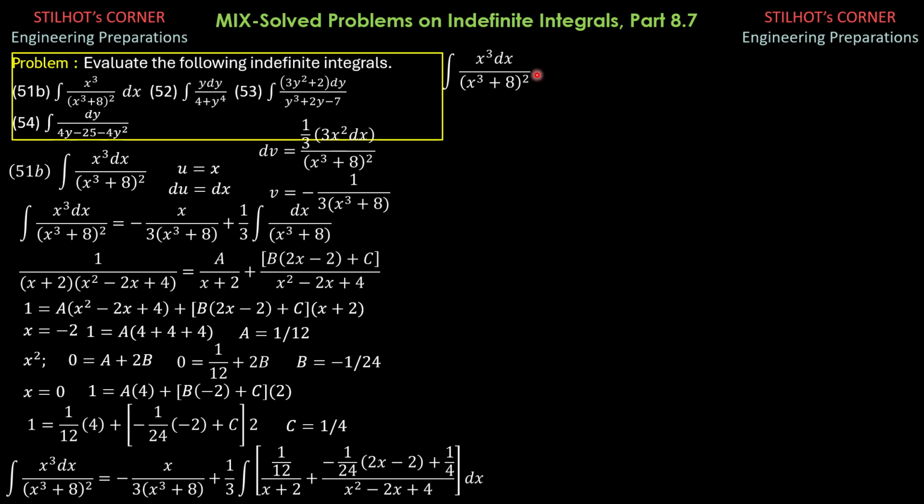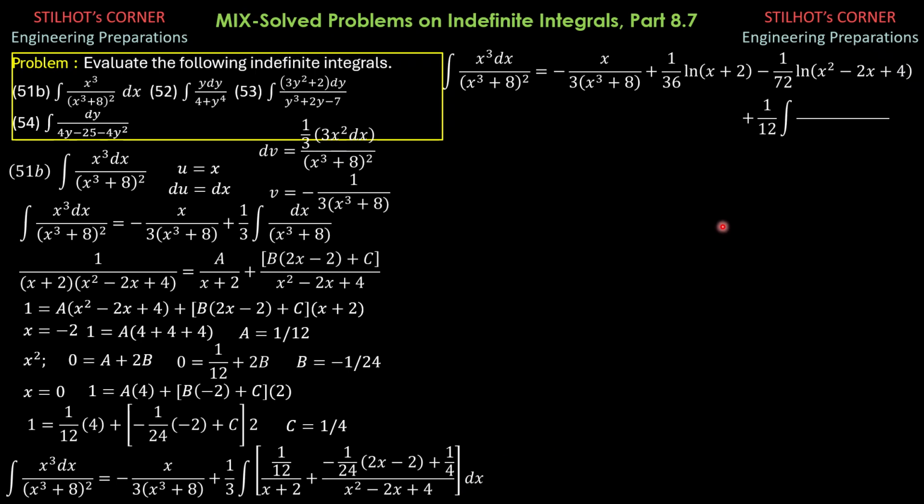So for the last part, that's negative x over 3 quantity x cubed plus 8. We copy this, then plus 1 over 36 ln of x plus 2 minus 1 over 72 ln of x squared minus 2x plus 4. Then the last term is 1/12 integral of dx over x squared minus 2x plus 1 plus 3. So if we let u be x minus 1, the differential is dx. This is in the form arctan, where a is square root of 3.